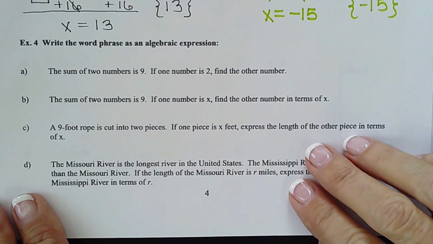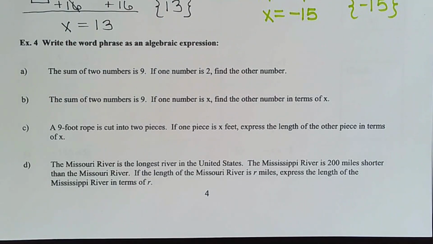So we have the sum of two numbers, and it's asking us to write an algebraic expression or equation, is 9. One of the numbers is 2. How do we find the other one? So sum of two numbers is 9. One of those numbers is 2. So we could do this.